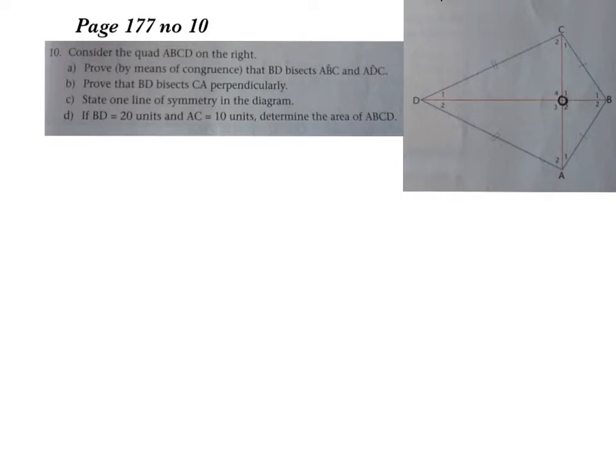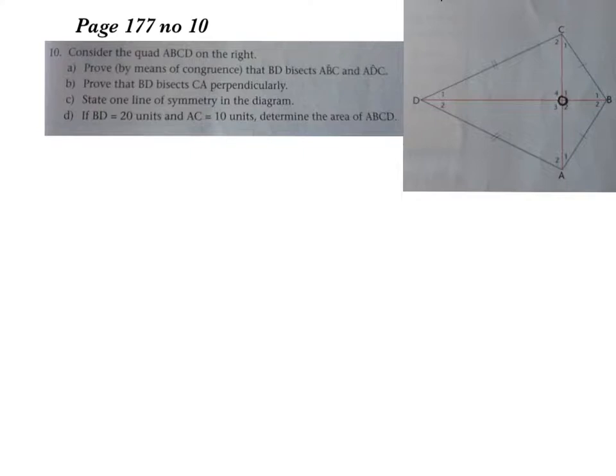Here's question 10 from page 177. Consider the quad ABCD on the right. So what we've got is a quadrilateral. This side is equal to that side, and this side here is equal to that side. Two pairs of adjacent sides equal means that that is a kite, but they haven't given me any more specific information.